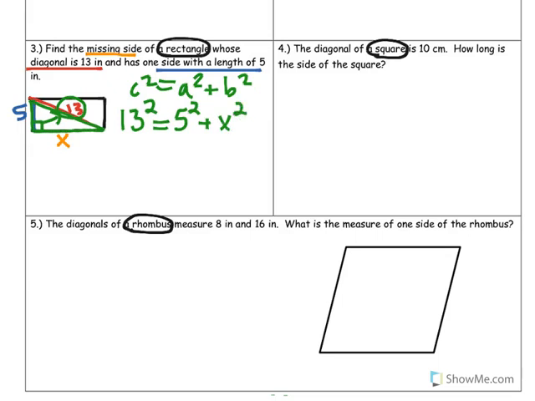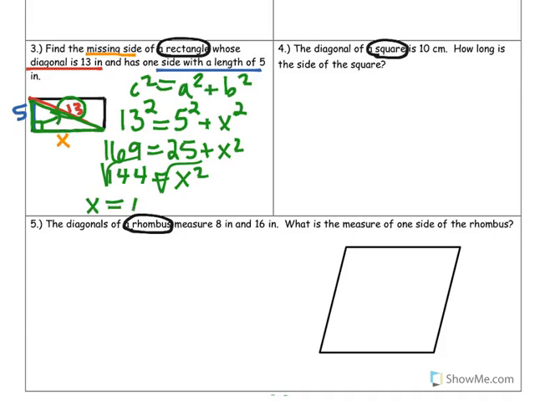And again, we could solve this from here. 169 equals 25 plus x squared. Subtract 25. I believe it's 144. You guys can double check for me. Square root, and I get x equals 12 inches. And there's my answer. Okay.